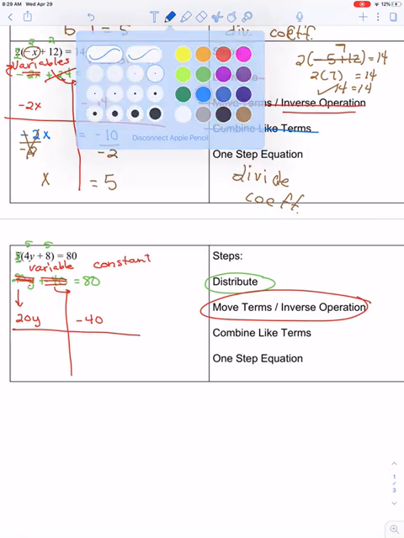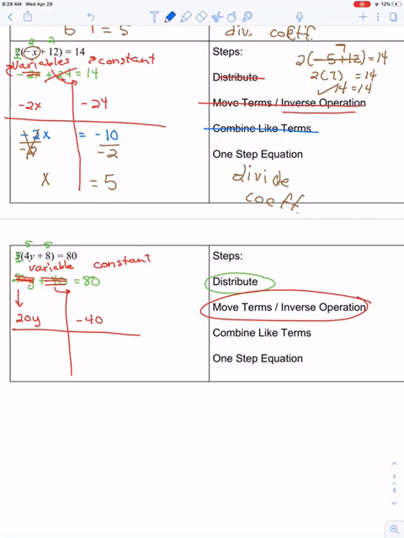Okay, now let's look at combining our like terms. Again, we only have 20y, so we're going to keep 20y here. Combine our terms here. 80 minus 40 is 40. Okay, so we've combined our like terms. One-step equation. Again, just like all the others, we're showing multiplying. So the opposite of multiplying is to divide. So 20 divided by 20 is 1. But again, we don't write 1 as our coefficient. So y equals 40 divided by 20, which is 2.